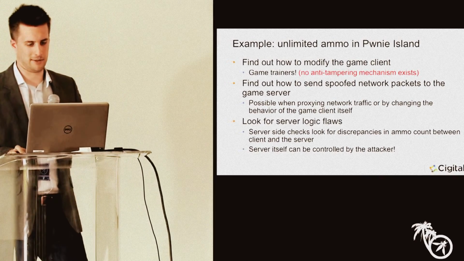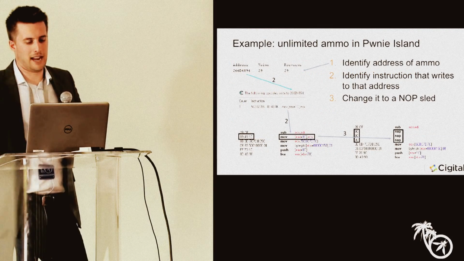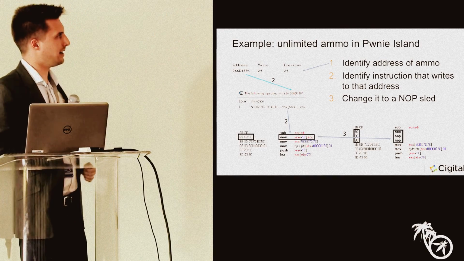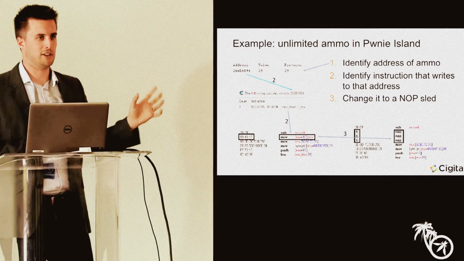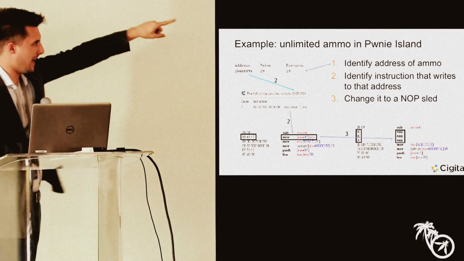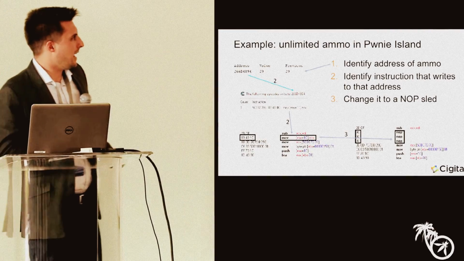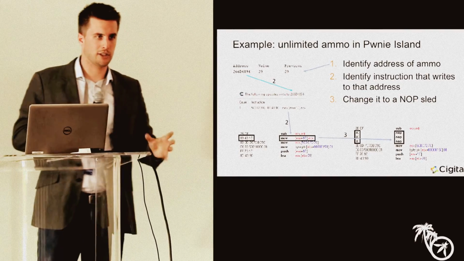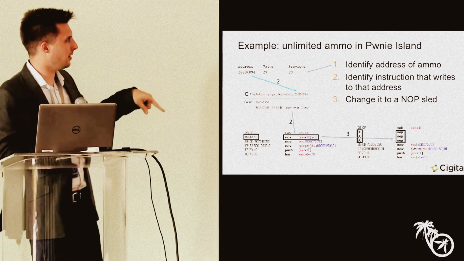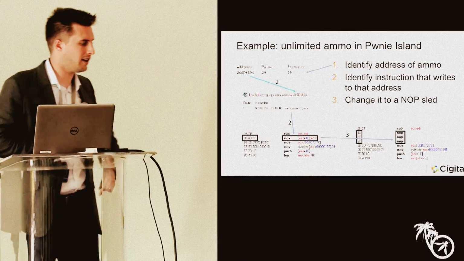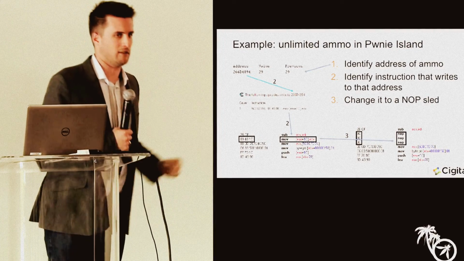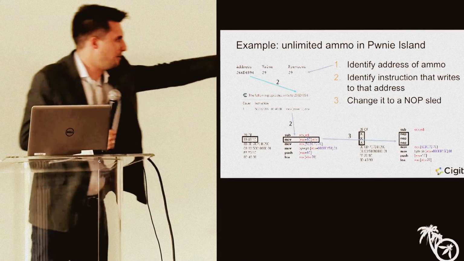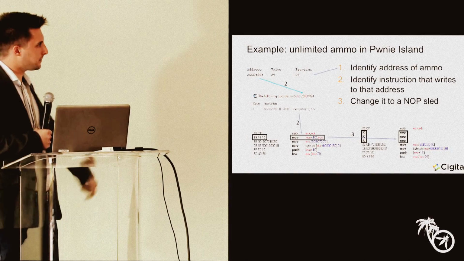Team and enemies. So gaining unlimited ammo in this game is simply performed by identifying where in memory the ammunition is stored. It's stored at that address that I'm not going to read off to you. And I have 29 ammo in my clip. Then I'm going to identify the instruction that writes to that address. So every time I pull the trigger, I fire a bullet, that ammo count goes down. So what's changing that ammo count? That address right there. It's a move instruction in assembly for those of you who are familiar with it.